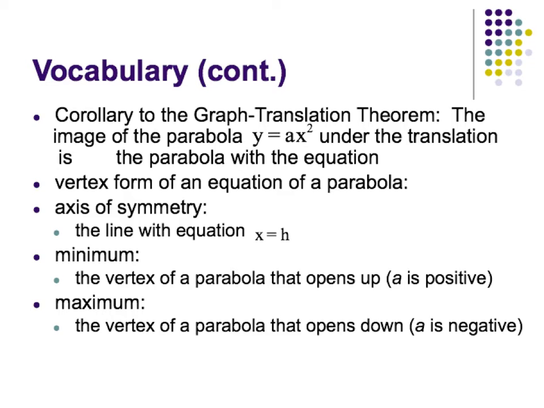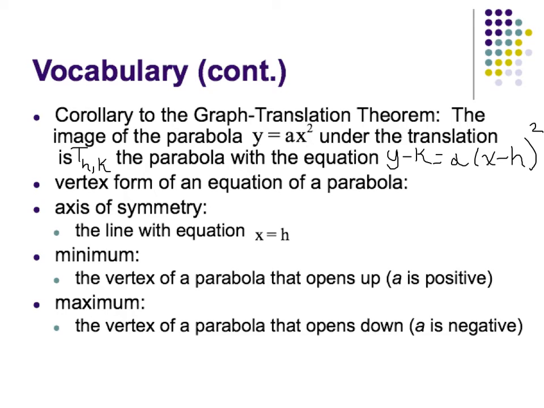Now, the corollary to that graph translation theorem says that the image of a parabola in the form y equals ax squared under a translation T sub hk, same notation we just talked about on the previous slide, is the parabola with the equation y minus k equals a times the quantity x minus h quantity squared.